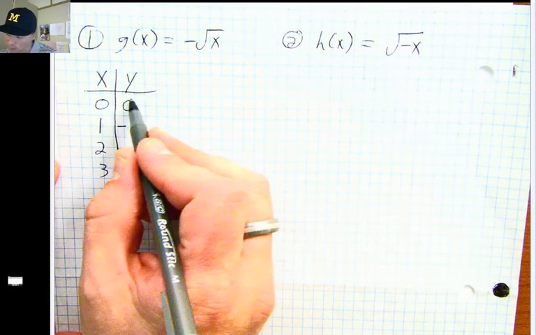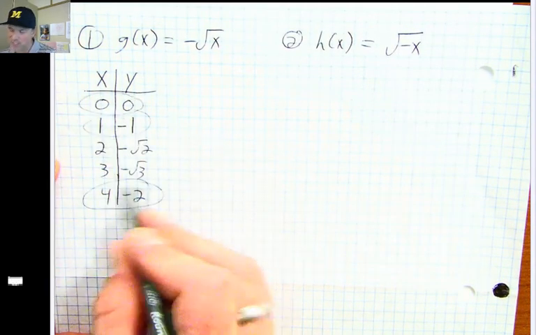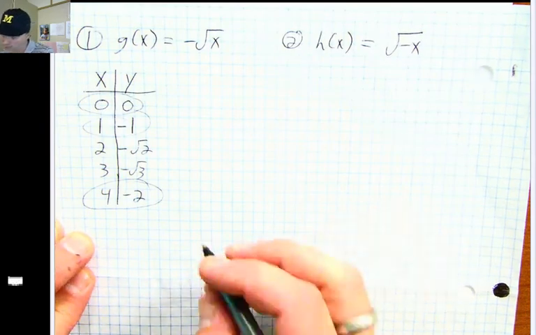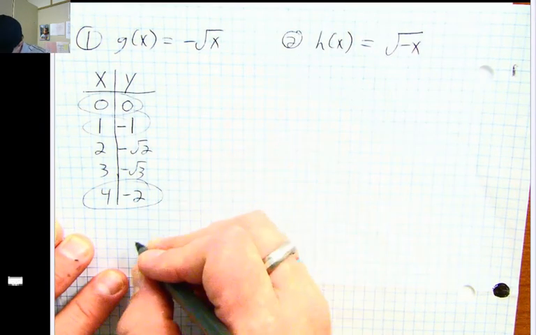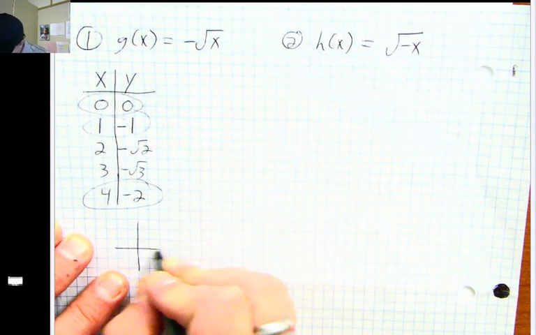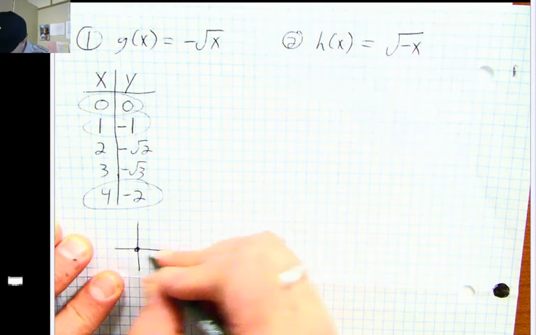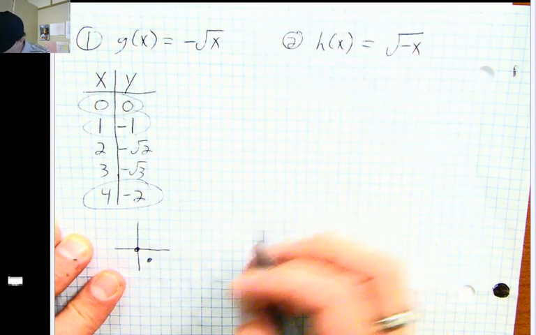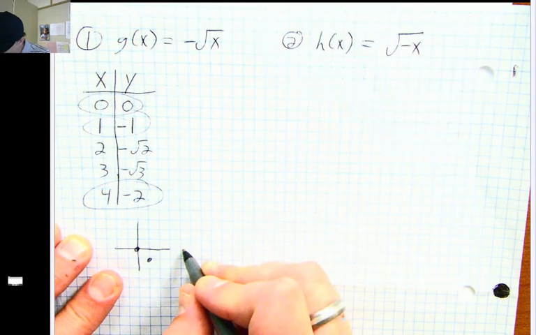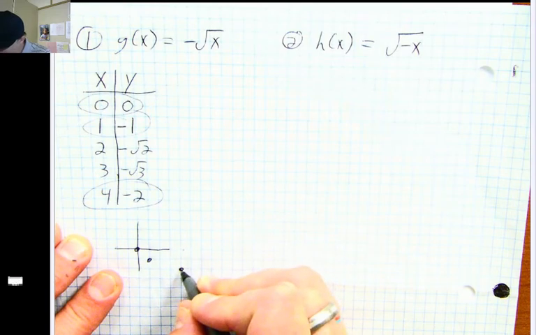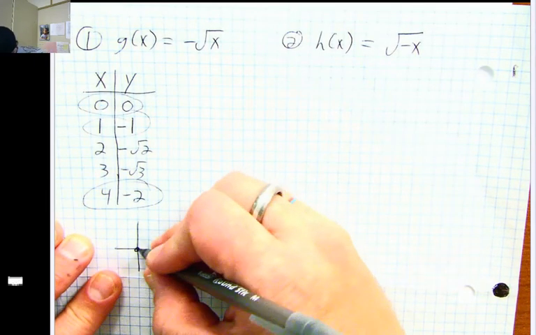So if I graphed this graph using these 3 points that were kind of my points of importance from earlier, I have (0, 0), (1, -1), and (4, -2). And then I connect the dots.